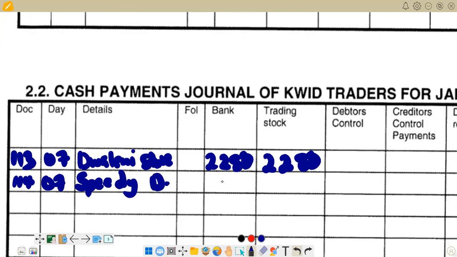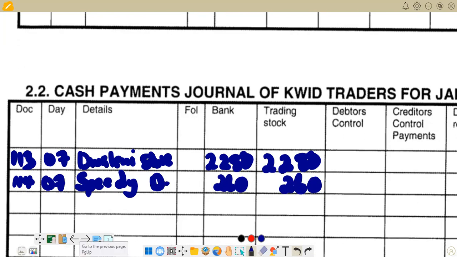Then we leave a column. Then the amount is 260. And we said it's increasing the cost of trading stock. So we are also putting our 260 here. So this is what we have. We can move on to the next one.